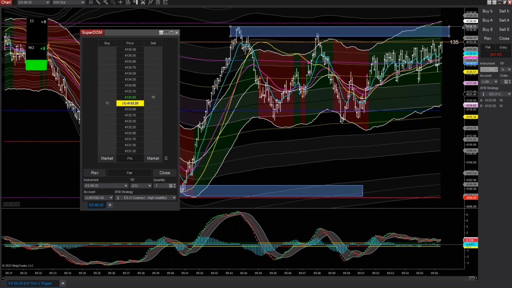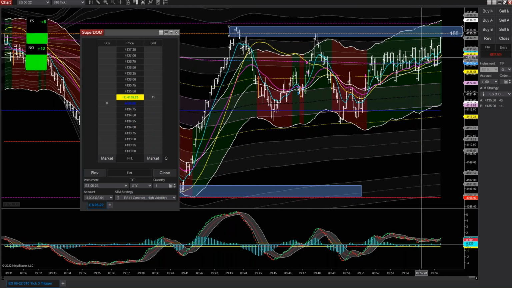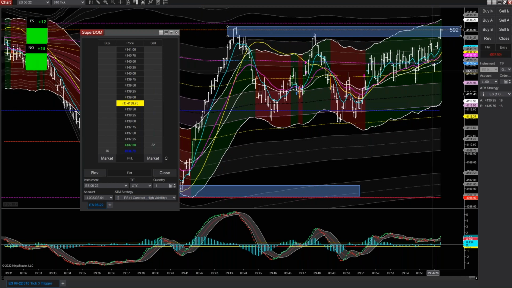Maybe I can get a scalp here, but look at that now. So at least now we're getting higher highs, right? Getting higher highs, we'll probably break that. That's what we did.